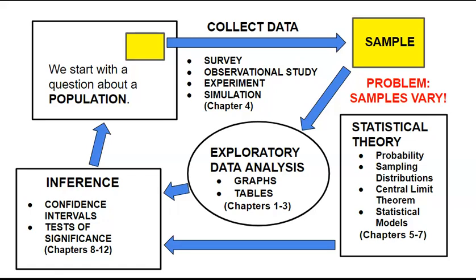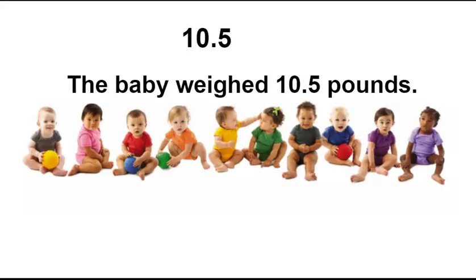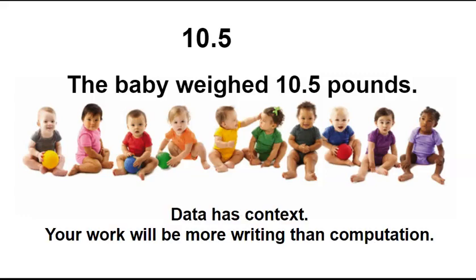Now let's look a little bit at some things we have to take into account when we study statistics. First of all, if I give you a number, 10.5, that number is basically meaningless. If I ask you to tell me something about that number, basically you can say it's a number, it's a decimal number, that's about all I know. The data needs to have some context. So if I tell you the baby weighed 10.5 pounds, if you know anything about babies and birth weights, you would say, wow, that's a pretty big baby, because that's much heavier than the average baby would weigh. So this is one big idea: data has context.